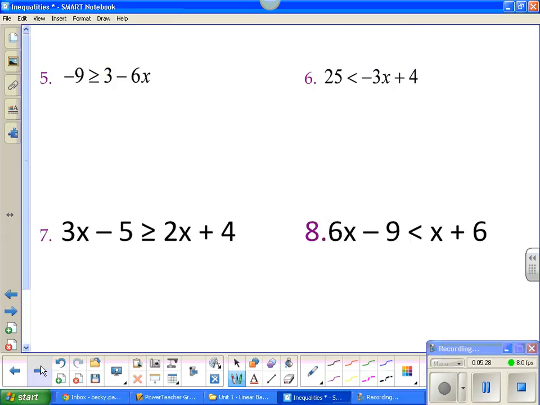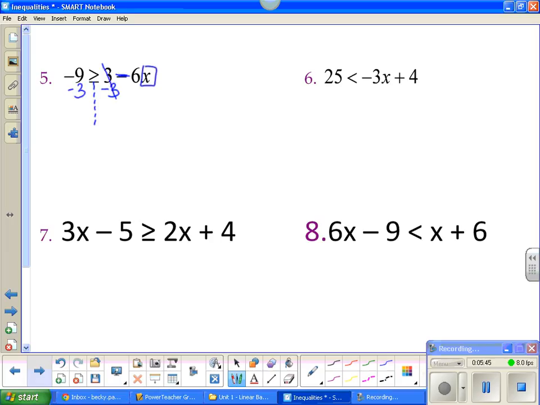Number 5, we get to do this again. You see how the x is over here on the right-hand side. Okay, so here's my wall. My first job is to get x by itself. That negative applies to the 6, not the 3. So the 3 is positive. So I'm going to subtract 3 from both sides.